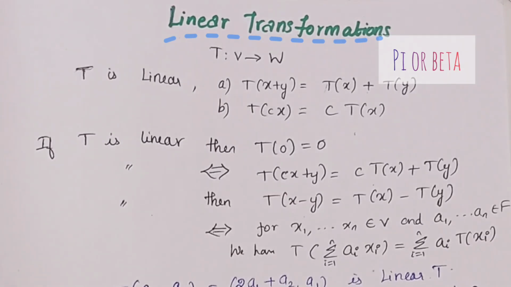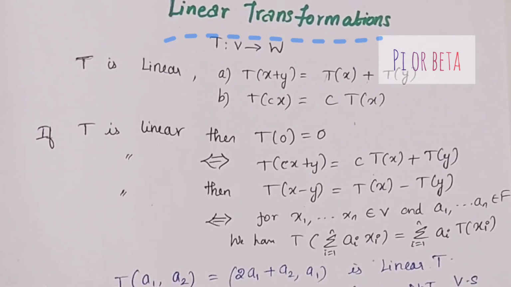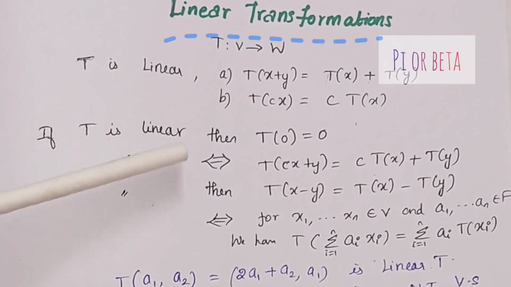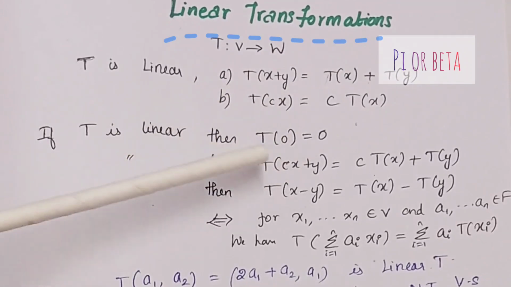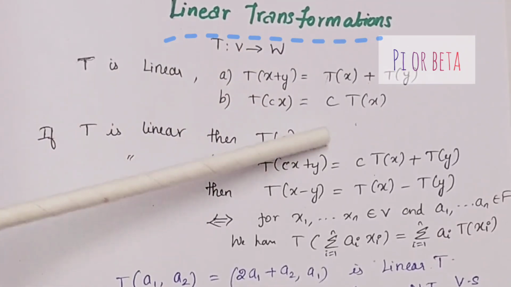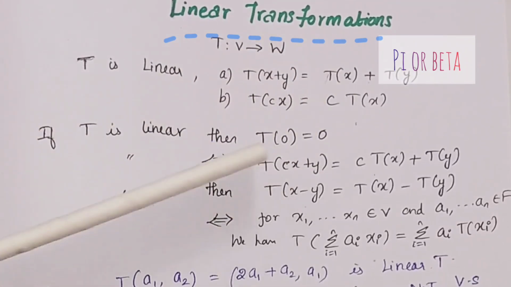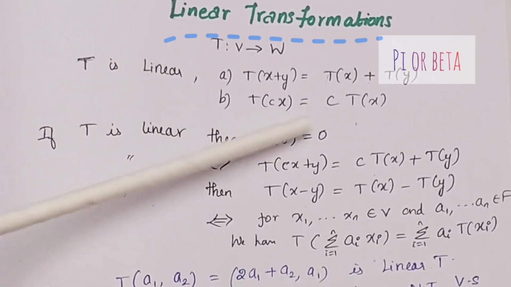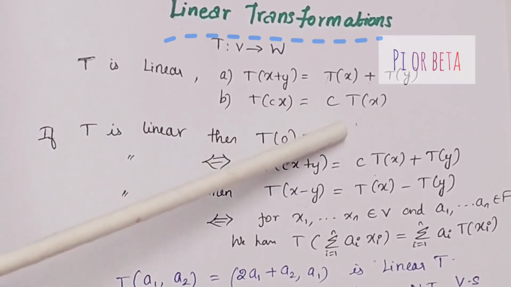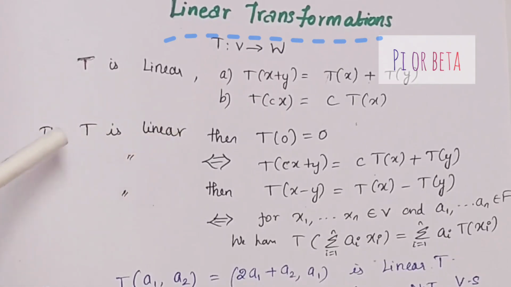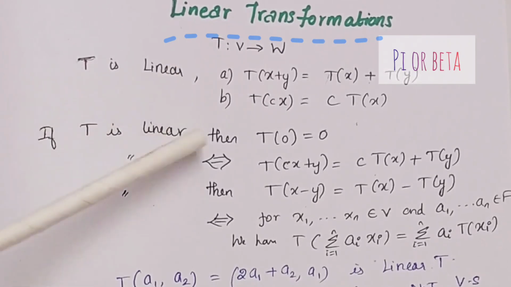Now we are going to see linear transformation from the examination point of view. If T is linear, then T of 0 is equal to 0. Here the first 0 is from V and the second 0 is from W. So if T is linear, it should satisfy this. But if it is satisfying this, T need not be linear. So it is an if-then case.